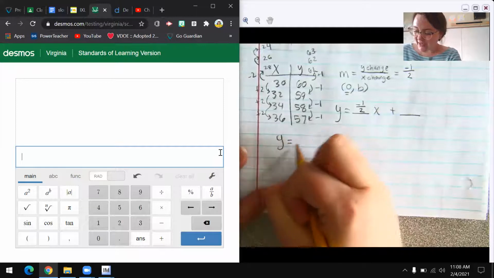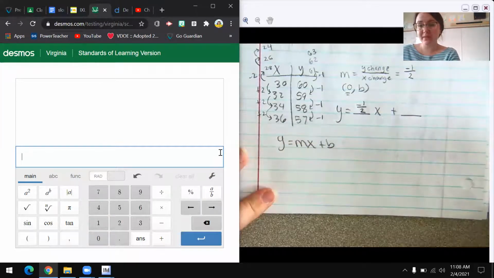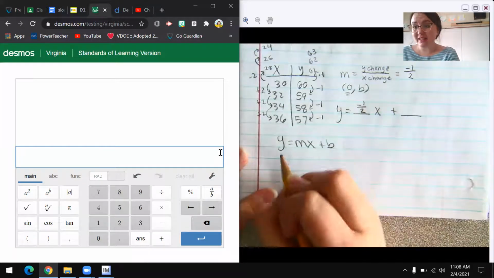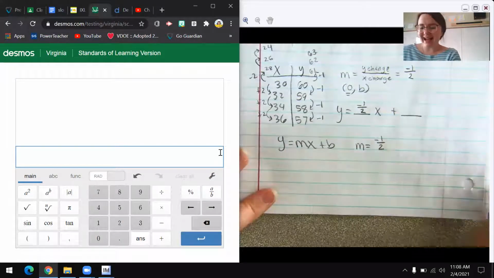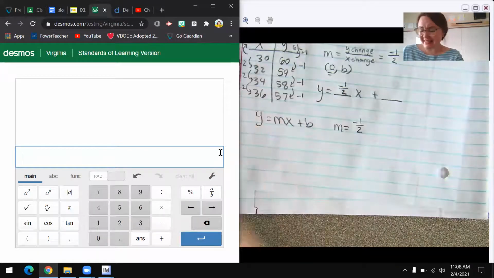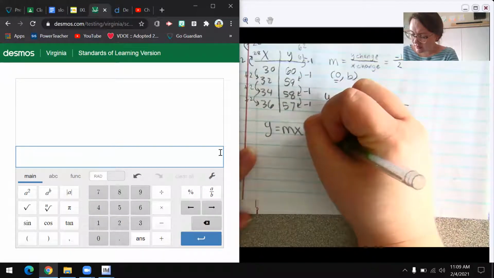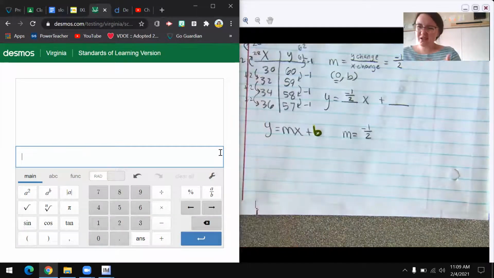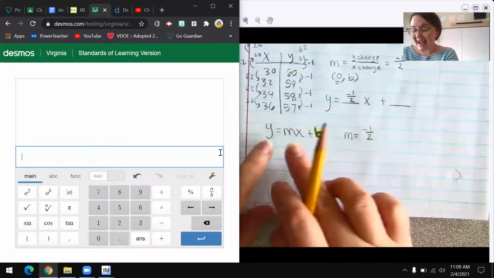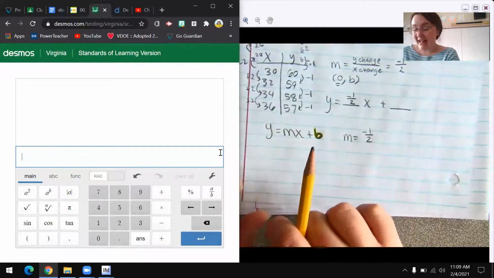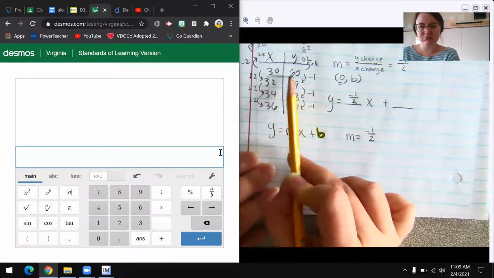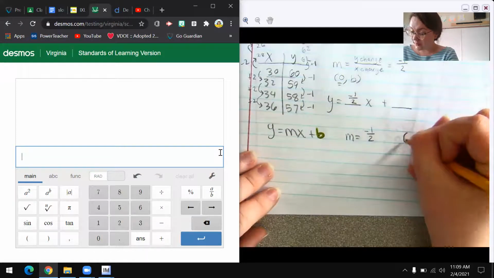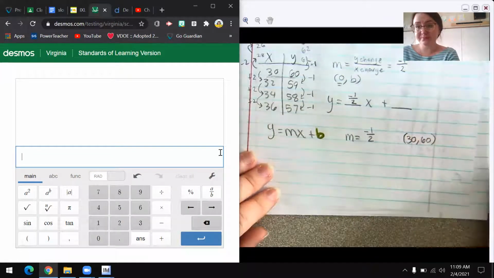I'm still going to use y equals mx plus b, okay? But now I know what the m is. We found earlier that the m is -1/2. I don't know the b, and that's actually what I'm trying to find here. So it doesn't look like I have enough information, but actually, I also have values for x and y. I'm going to pick this first ordered pair 30, 60, just because these are nice numbers. So I'm going to write my ordered pair 30, 60 over here.